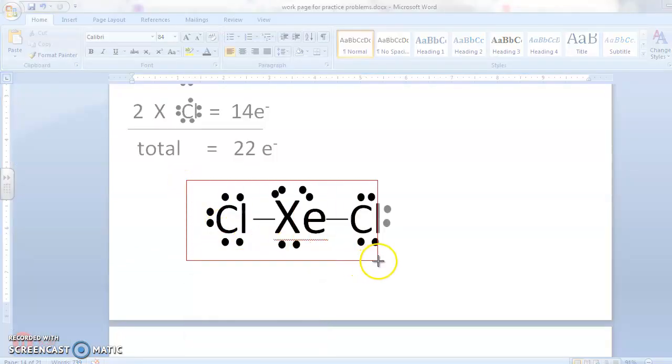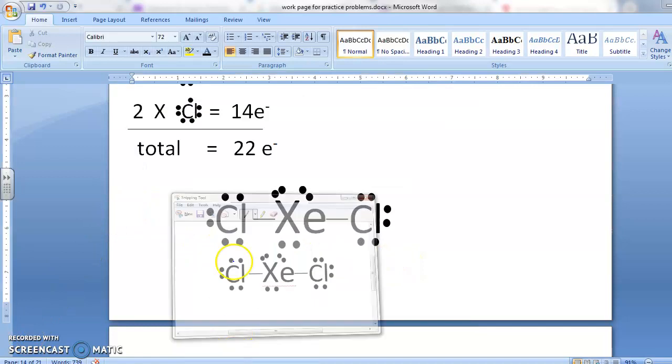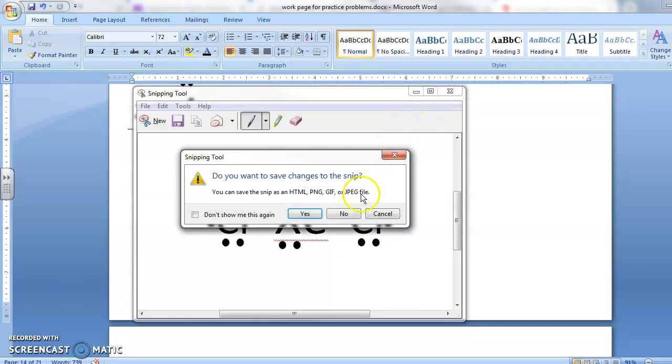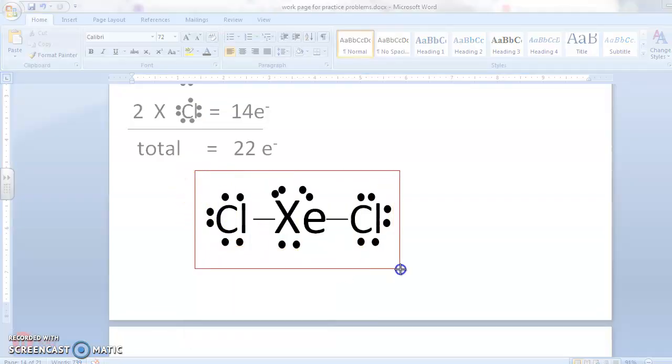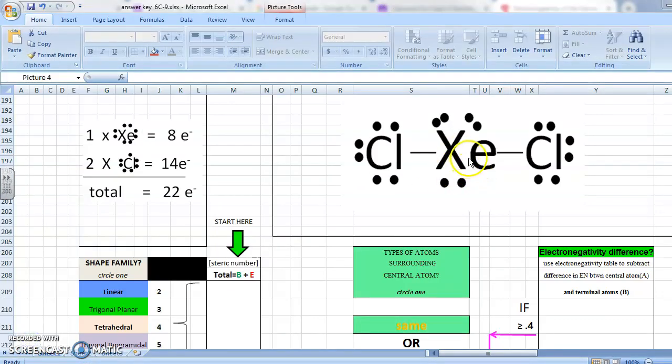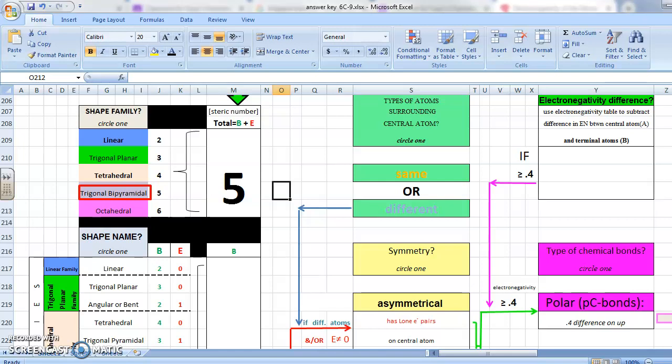So we will go ahead and take a look at this to determine what shape it is and determine its polarity and so forth. Let's count the total things surrounding the xenon. We have 2 chlorine atoms, that's 2, and then 1 lone pair, 2 lone pair, 3 lone pairs at 3, that's 5 total things around the central atom, xenon, and right away we can conclude that this is trigonal or trigonal bipyramidal. Anything with 5 around the central atom puts it in the trigonal or trigonal bipyramidal family.